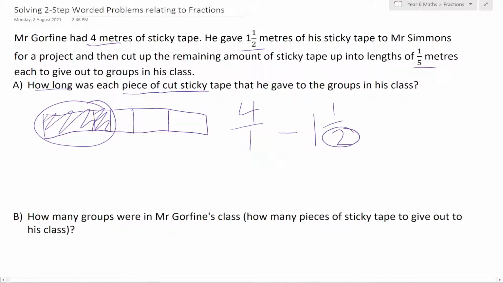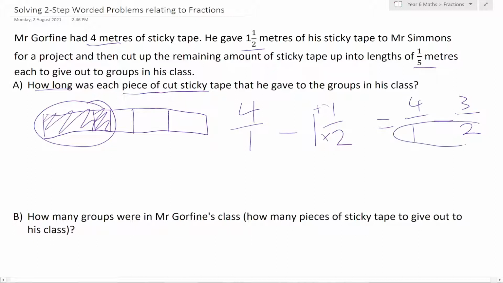So here in this case, I think the easiest way to solve it is first of all making this fraction here also an improper, where the top number is bigger than the bottom number. So to do that, I times the whole number by the denominator, so 1 times 2 is 2, then add the numerator, so 2 plus 1 is 3. So it's saying 4/1 take away 3 halves.